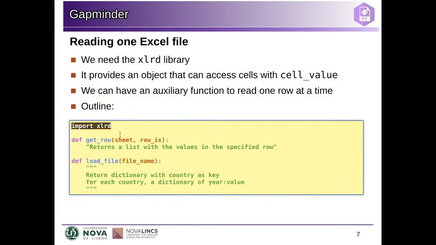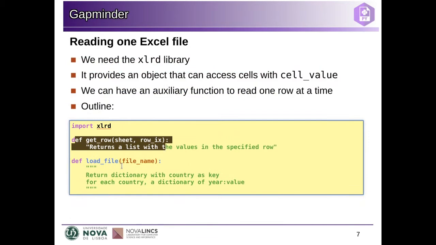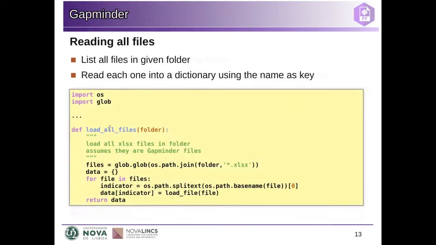Okay, we started with this, then we wrote the getRow function, the load file function, and this is all here above the load all files function. But this is just to remind you that it's useful to have all the imports at the top of your script, because then you know what libraries you need and what names you're already using for external methods, functions, objects, and so on. And now this is the function to load all files.